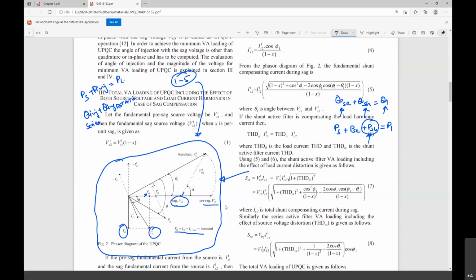This is a question which is likely to be asked in the end examination. Please look into this before going to the end examination. I will try to give this particular paper also. You can really go through that paper and the phasor diagram also.